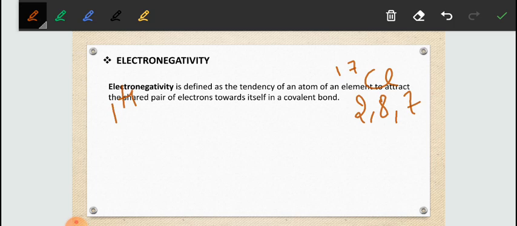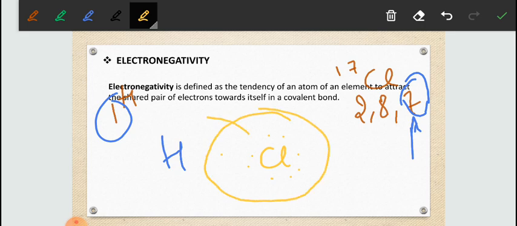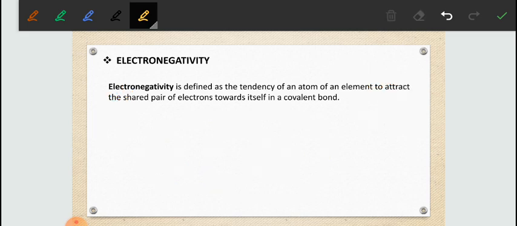Hydrogen requires one electron to become stable, or it can donate one electron to become stable, and chlorine requires one electron to become stable. So hydrogen shares its one electron with chlorine and they become stable like this, because now their octet is completed. When a covalent bond is formed between these two atoms, it should be at equal distance like this.